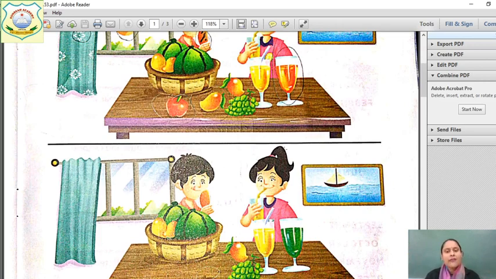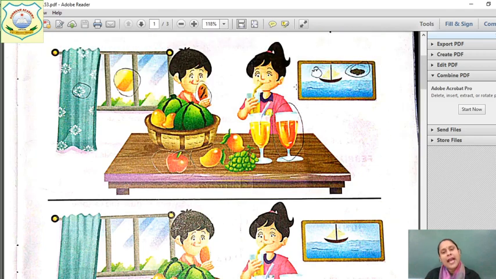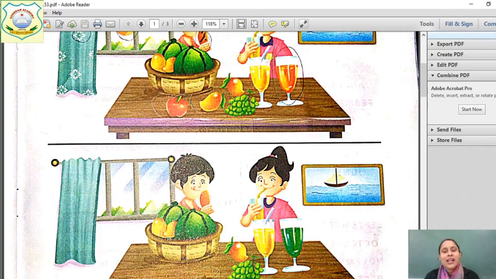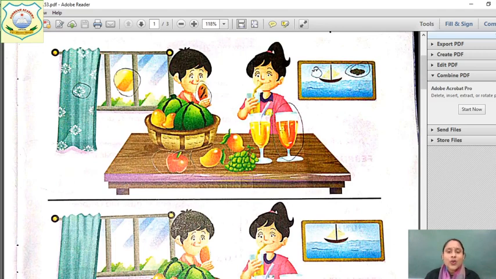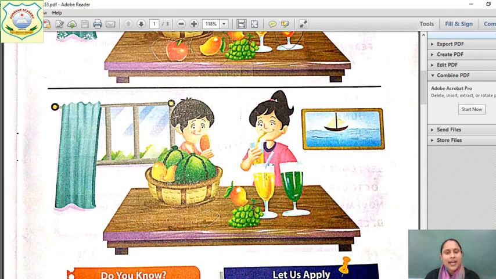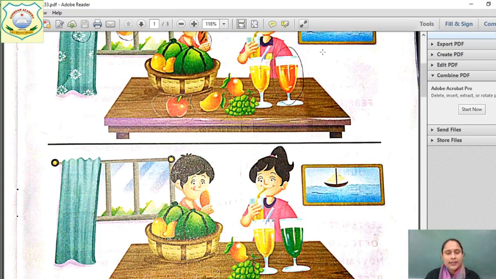Okay, now when you move towards the glasses, when you will observe the glasses, the color of juices are different, right? Here it is orange and red in the first picture, whereas in the other picture you will see the color of juices are different. They are yellow and green. Okay, so there is a difference in the color of juice also. So you have to make a circle over the glass.